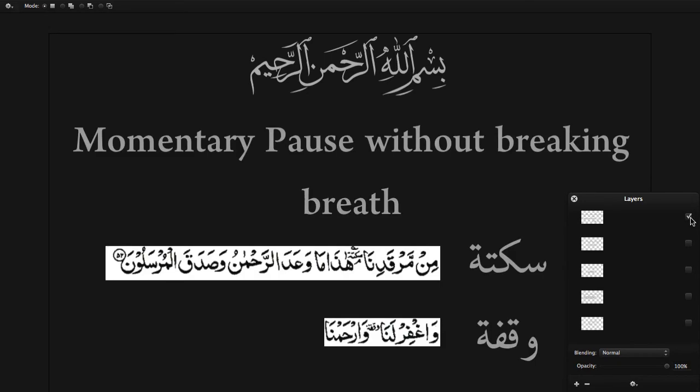And now we go to the momentary pause without taking breaks. So this is the sakta and the waqfa. This is from Surah Yasin. Mim marqadina. So there's a waqf lazim and sakta. That means hold your breath, pause the recitation and hold your breath. Don't break your breath. So say mim marqadina. I'm not breaking my breath, and then I say هذا ما وعد الرحمن وصدق المرسلون.